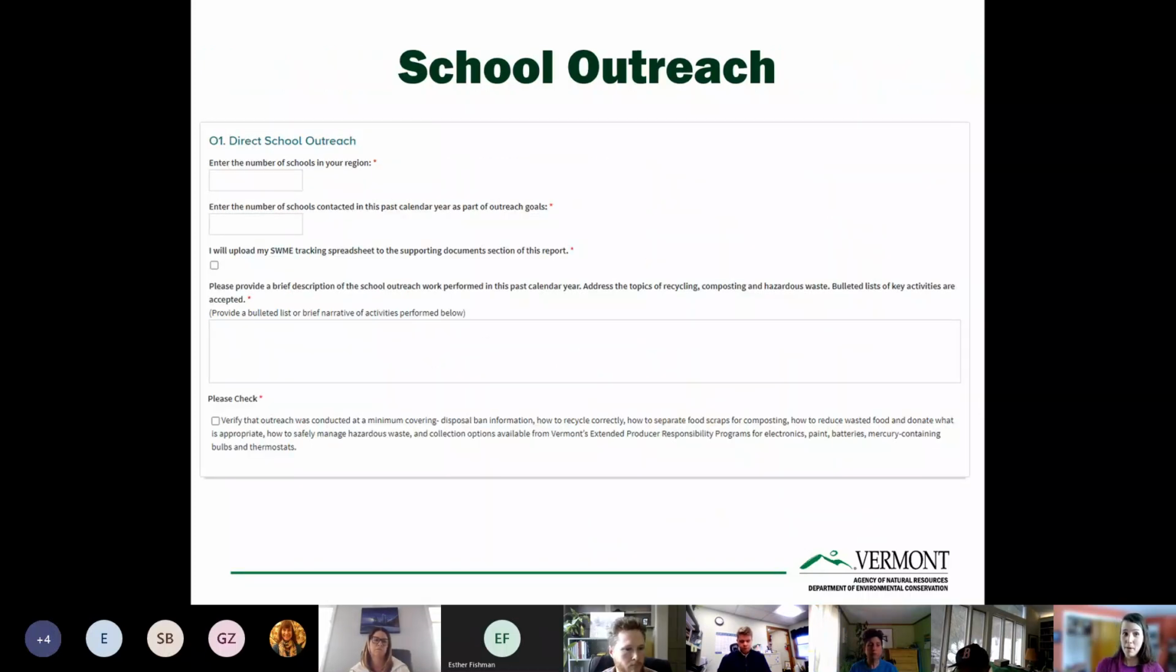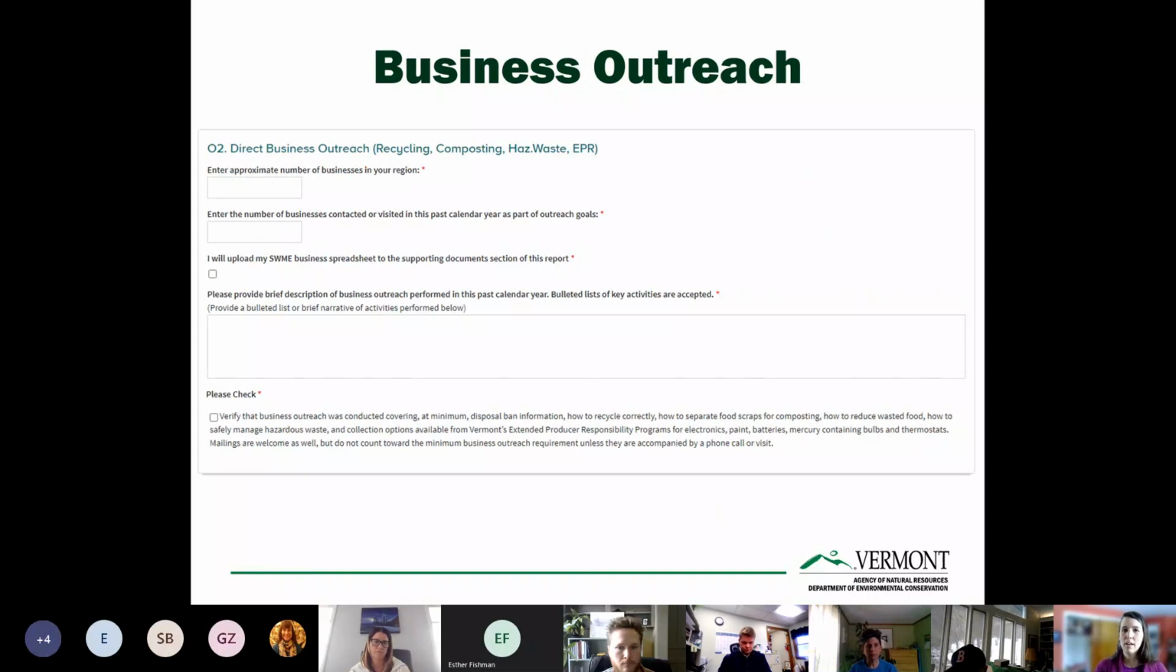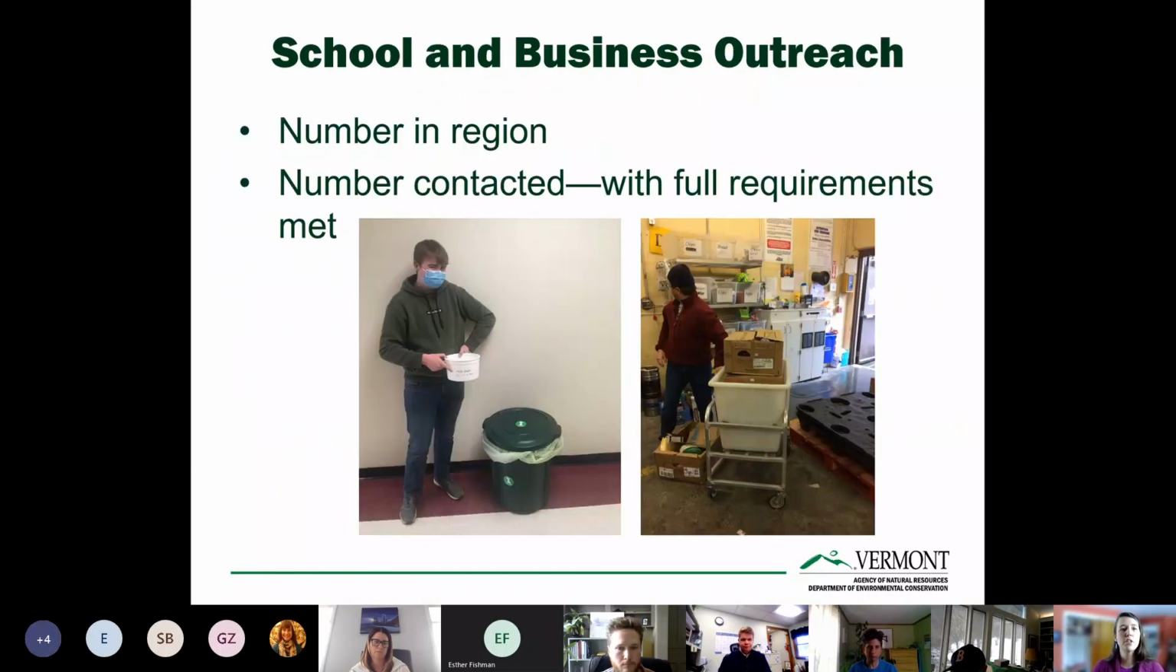So now the big ones, the school outreach and the business outreach. They're very similar, but with just a couple of slight differences. For each, we're first asking for the number of schools and businesses in your region. So yes, you probably know exactly how many schools you have. And if you're part of a big district, you might have no idea exactly how many businesses just because they pop up and they go out of business and it's really impossible to keep track of, which is fine. An estimate for your businesses, if that's all that you can have, is completely fine.